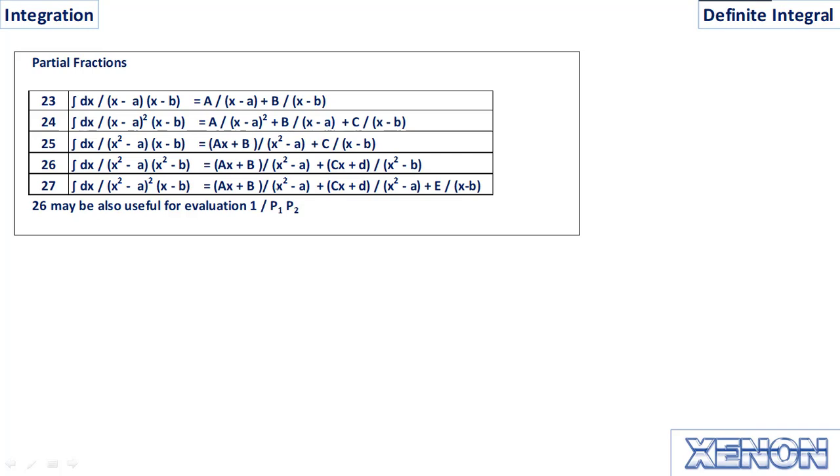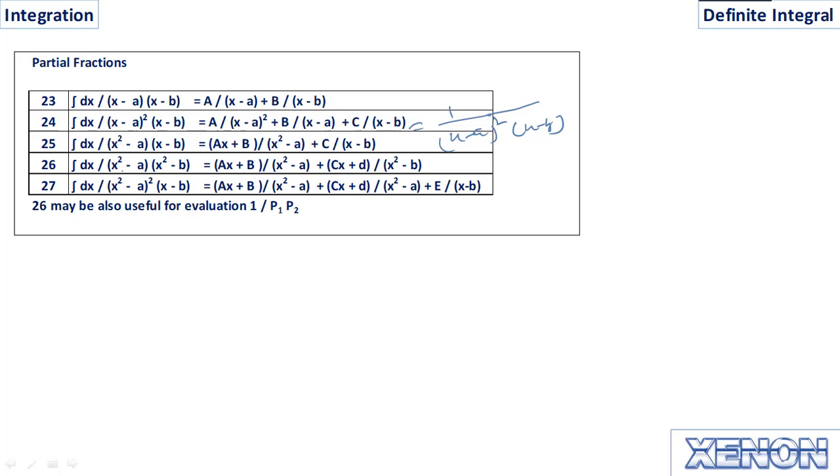Actually, we are doing partial fraction of 1 upon (x minus a) whole square into (x minus b). When the integrand is in the form of (x² minus a) into (x minus b), we do the partial fraction of 1 upon (x² minus a)(x minus b) as (Ax plus B) upon (x² minus a) plus C upon x minus b, and we integrate by finding out the values of A, B and C. We integrate these terms individually, right?